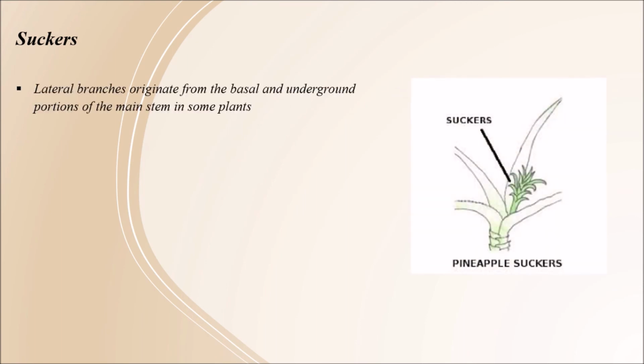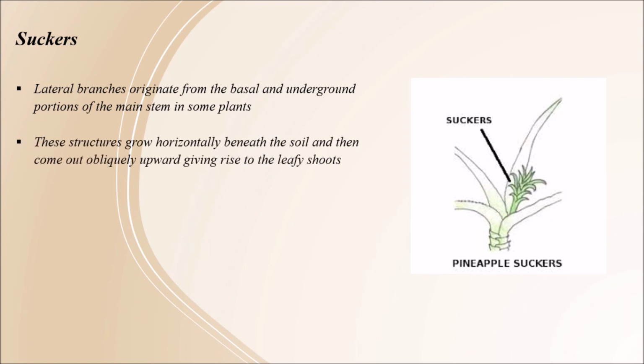Next we have suckers. What are suckers? The lateral branches which originate from the basal and underground portions of the main stem. Suckers are nothing but the lateral branches which arise or originate from the basal and underground portions of the main stem. These structures grow horizontally beneath the soil and then come out obliquely upward, giving rise to the leafy shoots. These branches of the stem are called suckers.